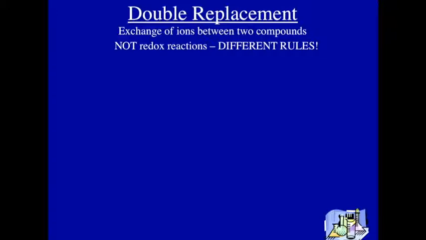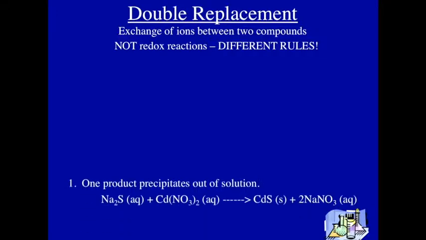So for the double replacement, don't worry about activity series. Don't worry about the activity series of metals. Don't worry about the activity series of the halides. This is a different set of rules. These are not redox reactions. No one is giving electrons from one compound to another.